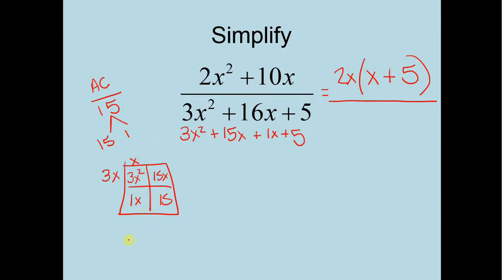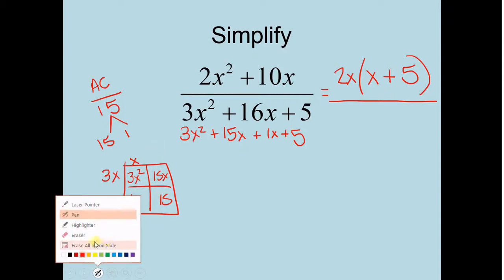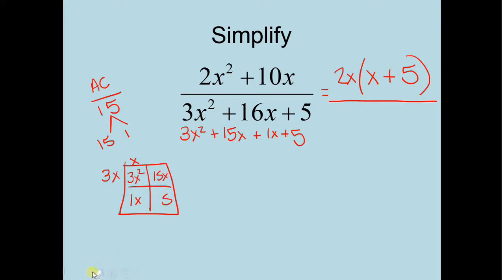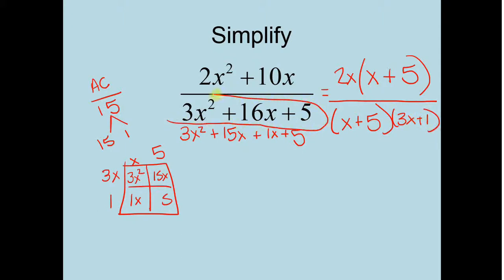Oh, that should be a 5. I was wondering why this isn't going to work out. This should be a 5. There we go. 5 going this way, and a 1 going that way, right? So I can factor the bottom and give me x plus 5 and 3x plus 1. So I took this bottom part right here, factored it out to give me this.